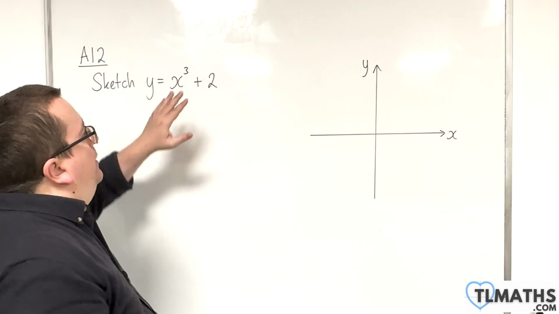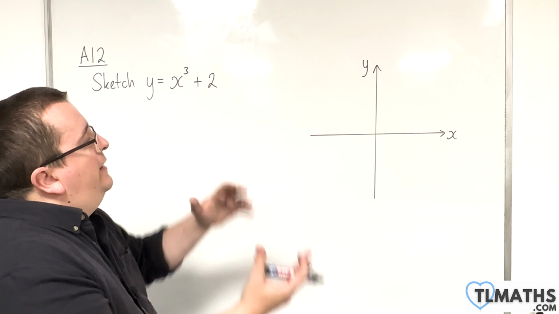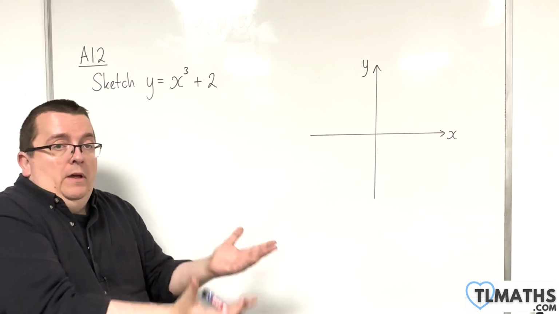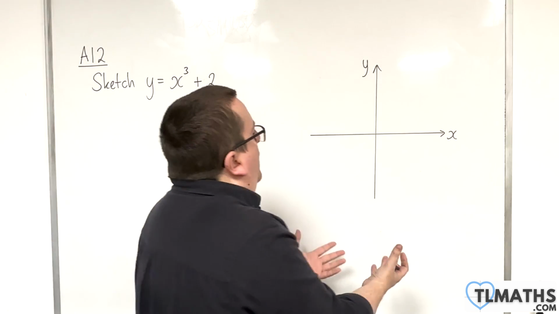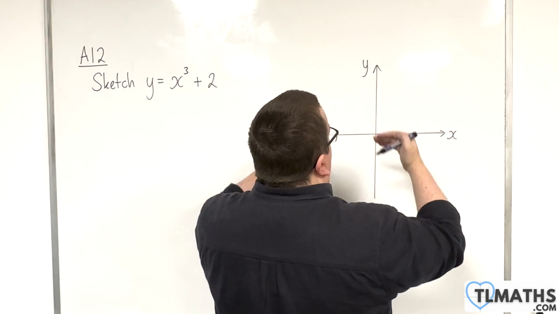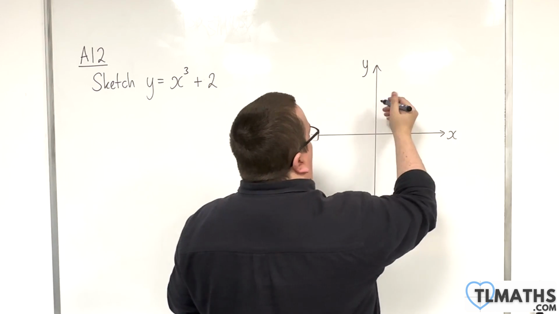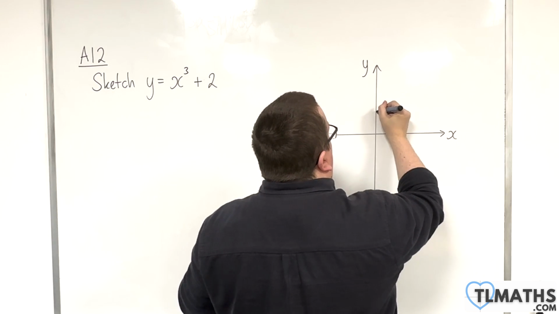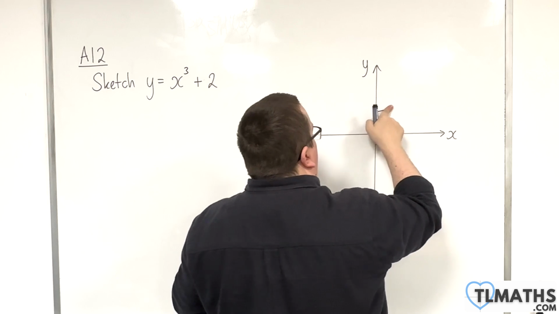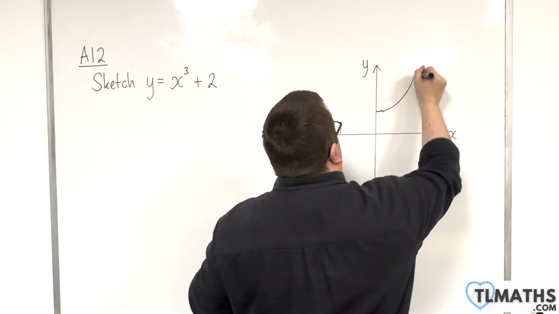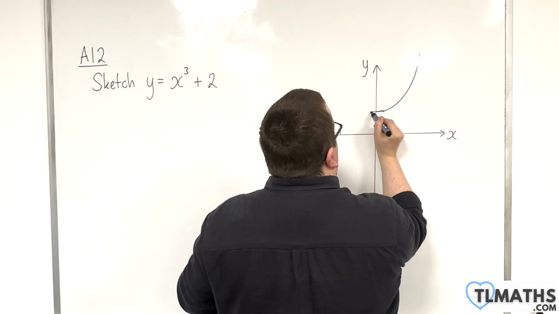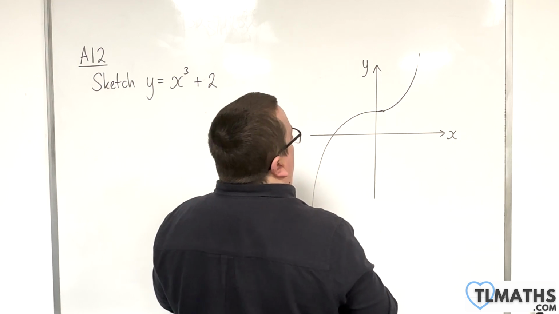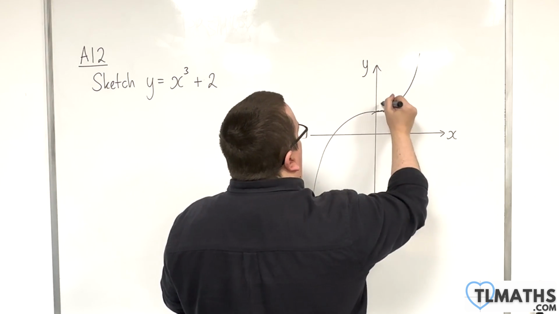Now, if you add 2, then that translates the graph up 2 units. So the same shape, but now that stationary point will be at 2 on the y-axis instead. So let me just start that again. So something like this, and then something like this. Okay, so this point here will be at 2.